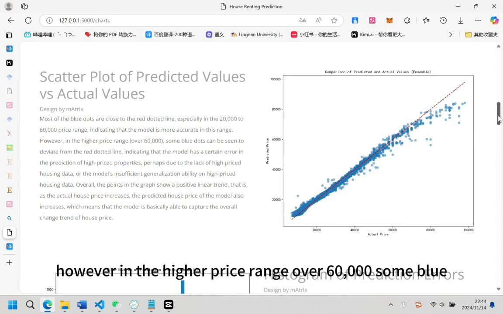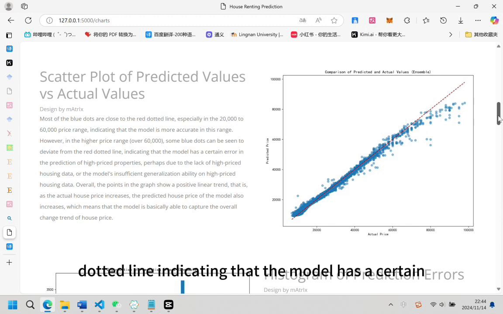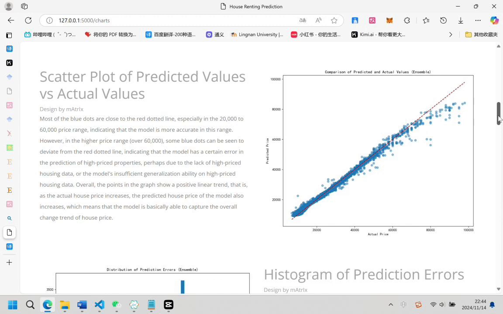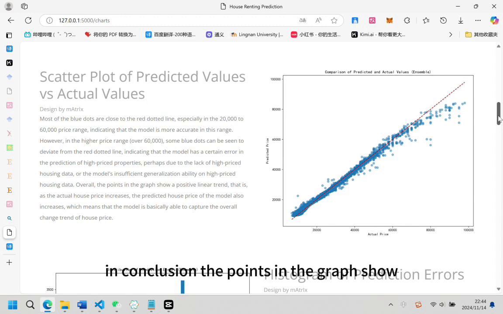However, in the higher price range, over 60,000, some blue dots can be seen to deviate from the red dotted line, indicating that the model has a certain error in the prediction of higher priced properties, perhaps due to the lack of high-priced housing data or the model's insufficient generalization ability on high-priced housing data. In conclusion, the points in the graph show a positive linear trend, which means that the model is basically able to capture the overall change trend of the house price.